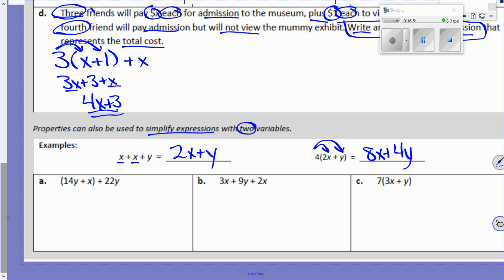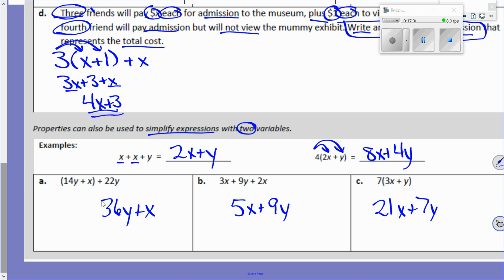Okay. We'll give you guys 1 minute. Finish the box. Okay. First one. What did you guys get for A? 36y plus x. Good. Part B. 5x plus 9y. And C? John? 21x plus 7y. Well done. You guys got all 3 of those. Hopefully you got those 3.